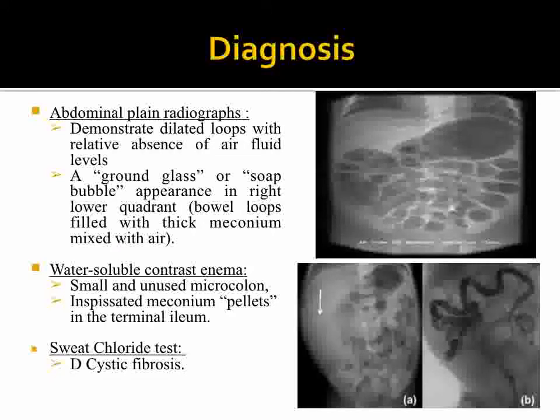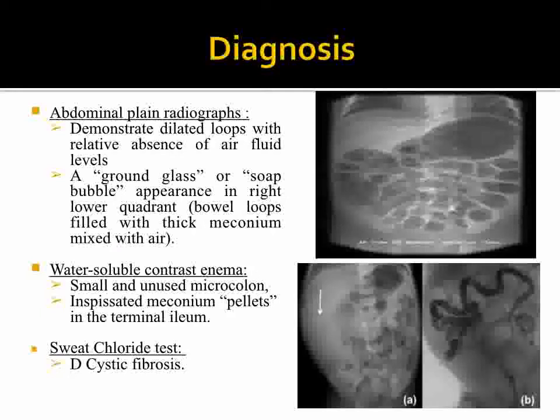The plain X-ray, as in a case of intestinal obstruction, will demonstrate dilated loops, okay? But peculiar to meconium ileus is that there will be dilated loops and no air fluid levels, even in the erect film. So the abdominal radiographs will demonstrate dilated loops with relative absence of air fluid levels, and there will be a ground glass or soap bubble appearance in the right lower quadrant, where the bowel loops are filled with thick meconium that is mixed with air.